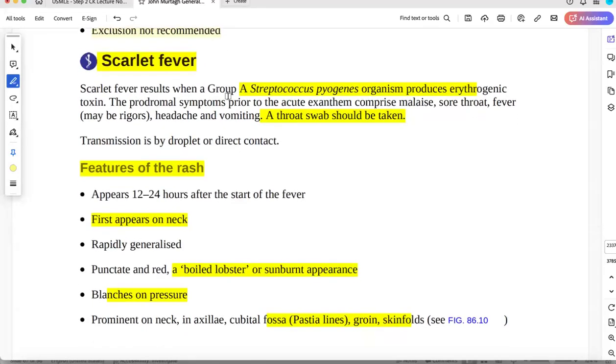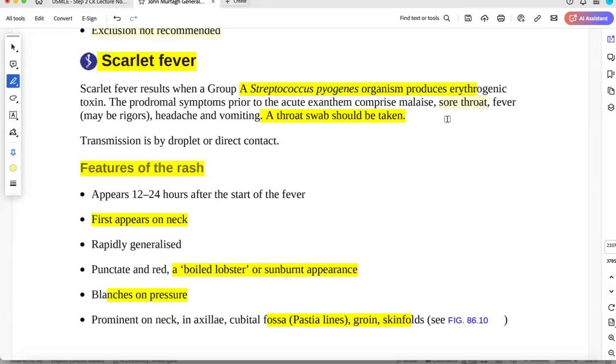Scarlet fever. Until now, we have been learning about viral infections, but scarlet fever is a bacterial infection caused by Streptococcus pyogenes. Now, there is a classic presentation of scarlet fever. It always starts with some prodromal symptoms. Sore throat is the first thing, because this is caused by group A Streptococcus, and group A Streptococcus is notorious for causing sore throat, right?